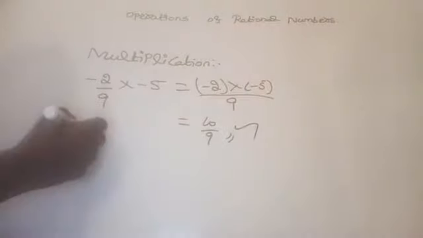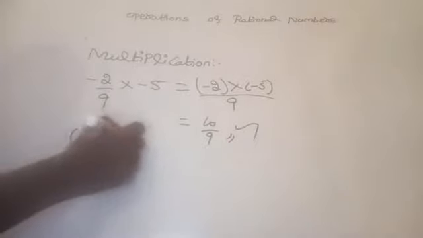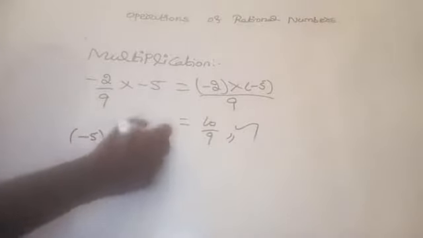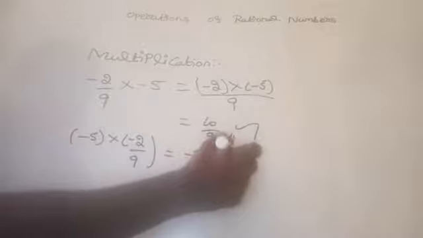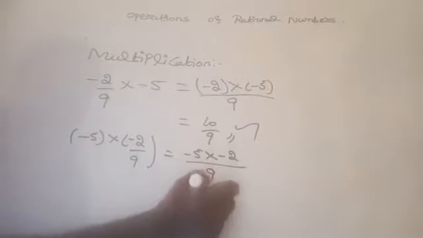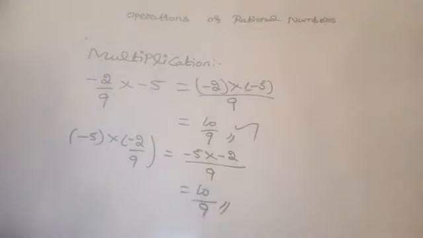So if you are multiplying minus 5 into minus 2 by 9, then it is minus 5 into minus 2 by 9, which is equal to 10 by 9. So the multiplication of two rational numbers is always a rational number. At the same time, the commutative property is satisfied under multiplication of two rational numbers.